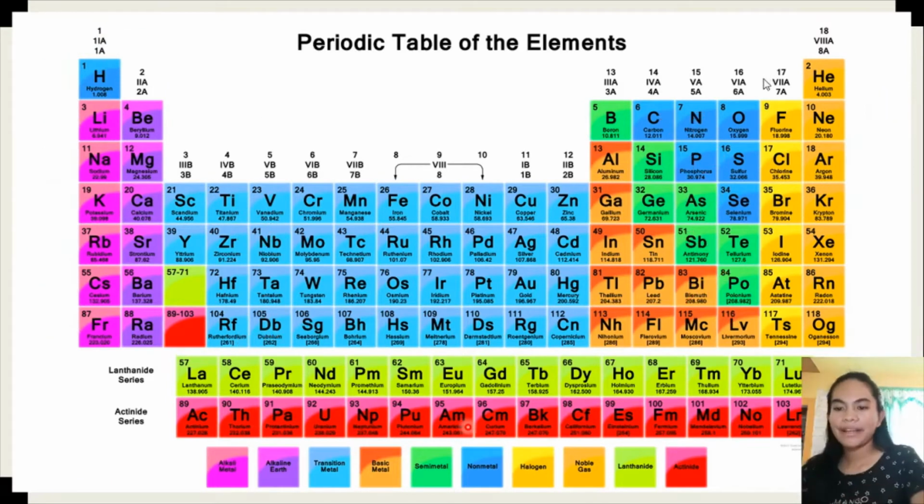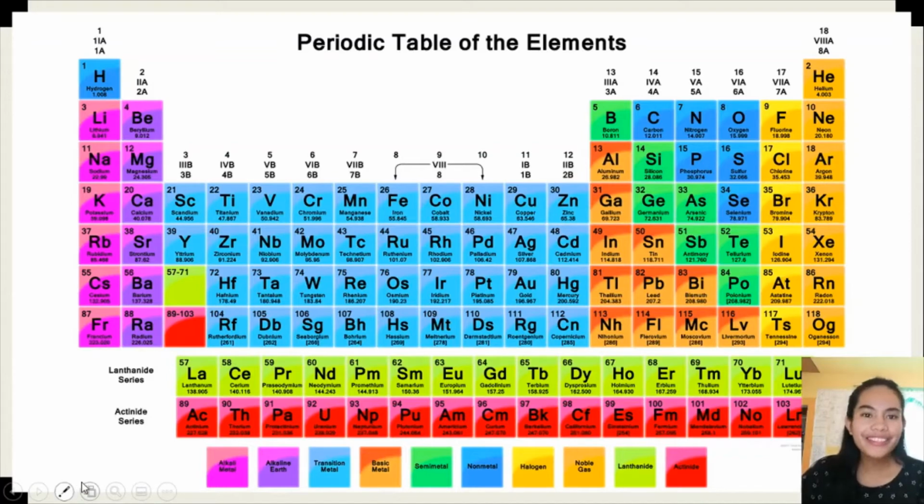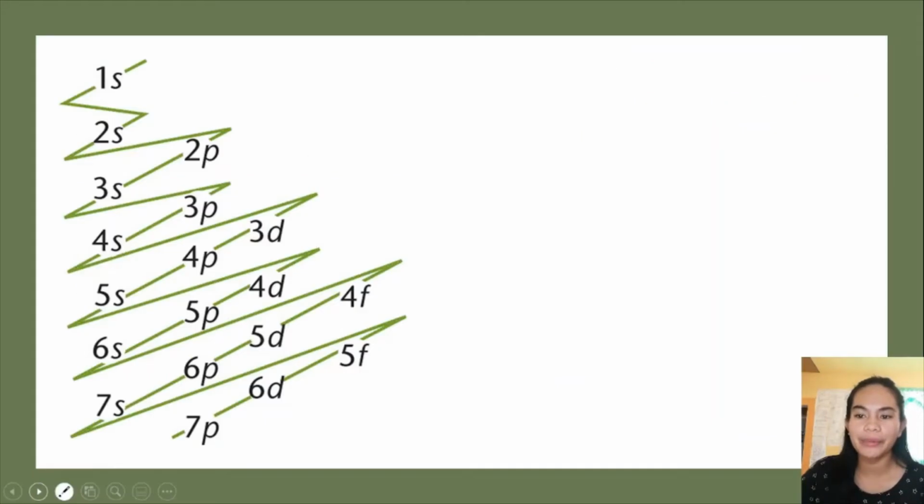Okay? So now let us move on to the distribution of electrons in our periodic table. So we're going to distribute electrons using this electron configuration mnemonic device, wherein, in layman's term, it is also known as the Christmas tree of your periodic table. So just what we used to say a while back, we have here 1s to 7s. Okay, the subshell of S is 7.